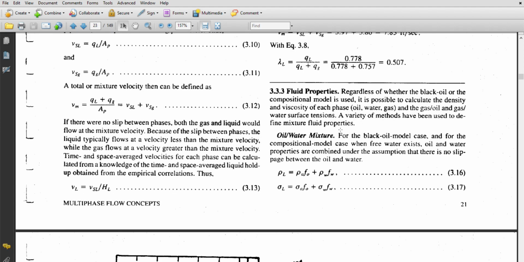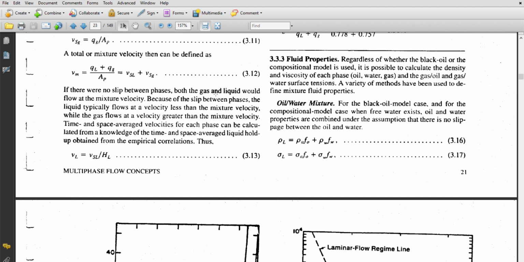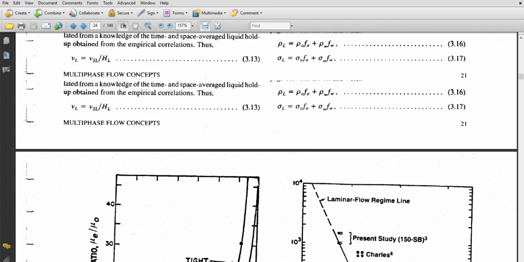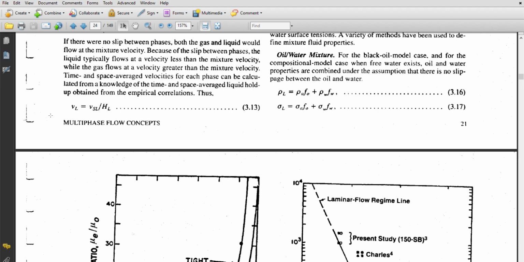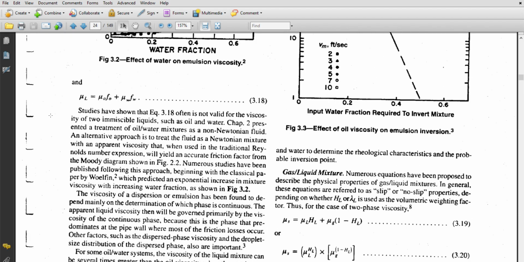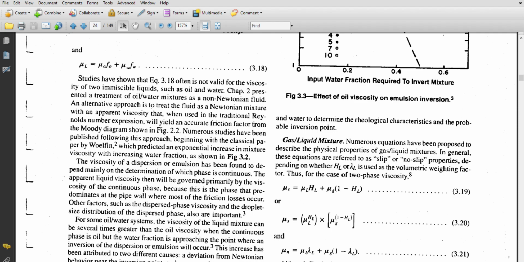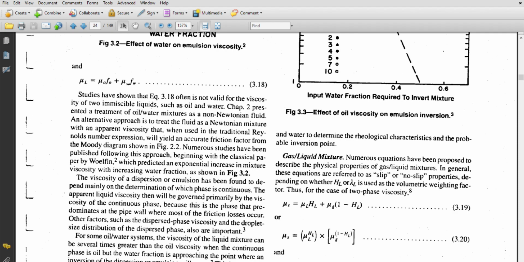And this is the way you calculate density and the gas-liquid interface, by using the mixture, by using the water cut here. Also, viscosity is the same, using the water cut. Okay, let's stop here for a while, and then we continue with the whiteboard.